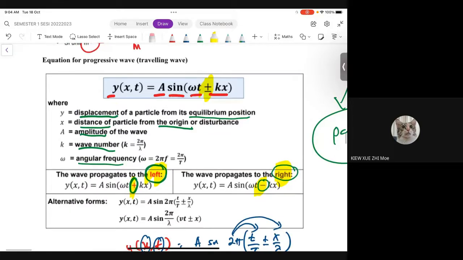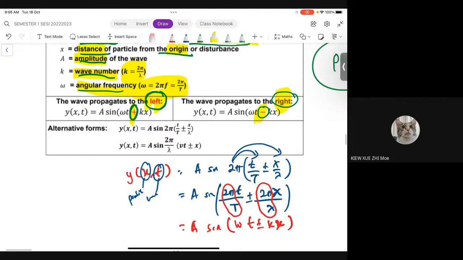Okay, y adalah displacement from equilibrium, x is the distance from the origin, because this x adalah represent particle. Particle tu bergerak atas bawah. And then A adalah amplitude, k adalah wave number, the formula is k equals 2π over λ, ω is the angular frequency, the formula is ω equals 2πf equals 2π over T.